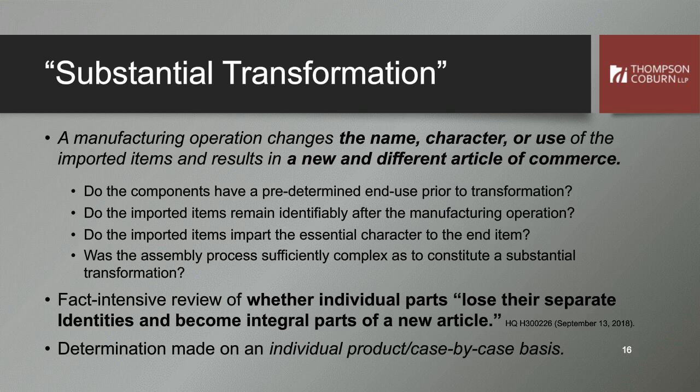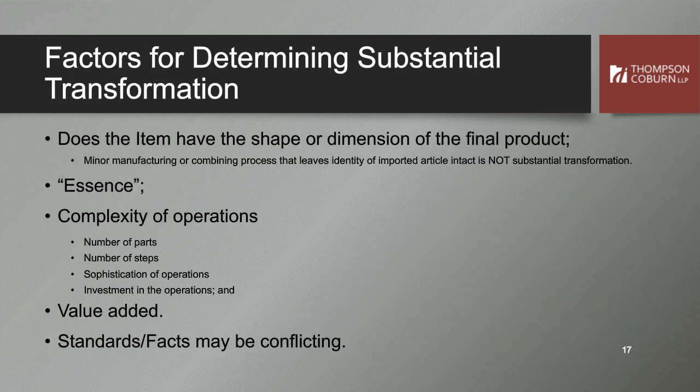Let's see here. So here are some factors that are guiding in terms of the analysis. Does the item already at importation have the shape or dimension of the final product? I found that this is a factor that is often of great importance to the final analysis, even though you can't say, yes, it has the shape, therefore there's no substantial transformation. It's certainly not that simple, but it is a good starting point for pegging some of the rest of your analysis. Does it already have the essence of the finished good when it is imported?